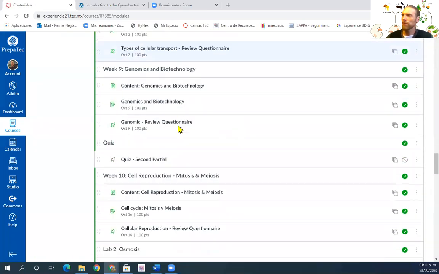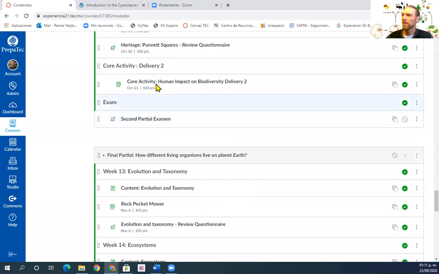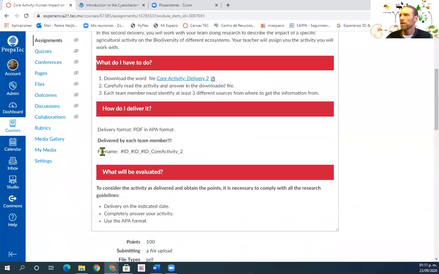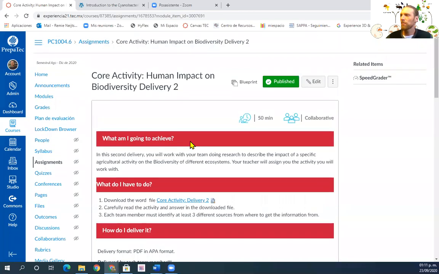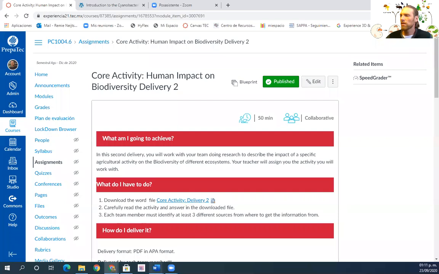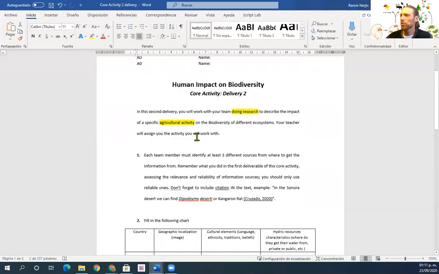There are a lot of students that lost points just because they didn't hand in a certain thing. So core activity, human impact on biodiversity, delivered by each team member. Don't forget that everybody has to hand it in, and you click on it and then you get this Word document. So let me go back to the Word document.